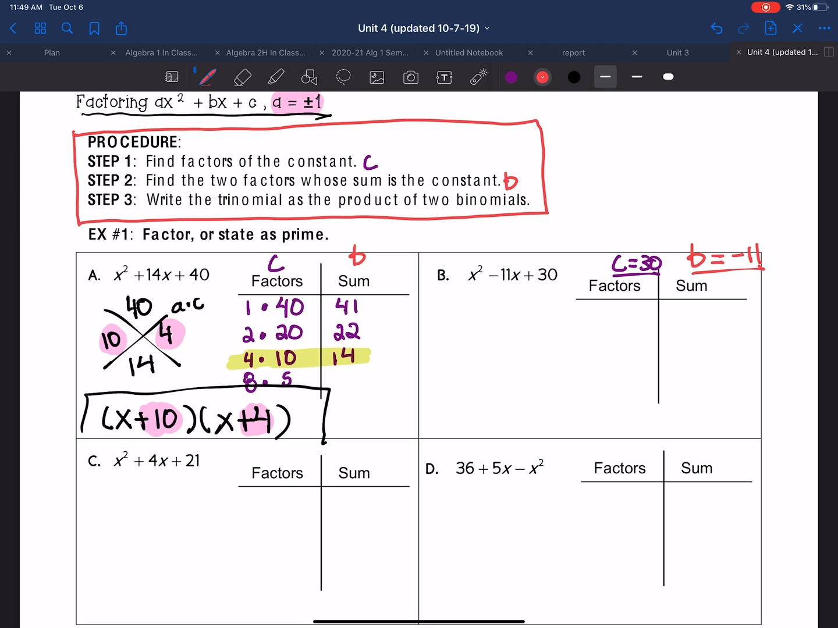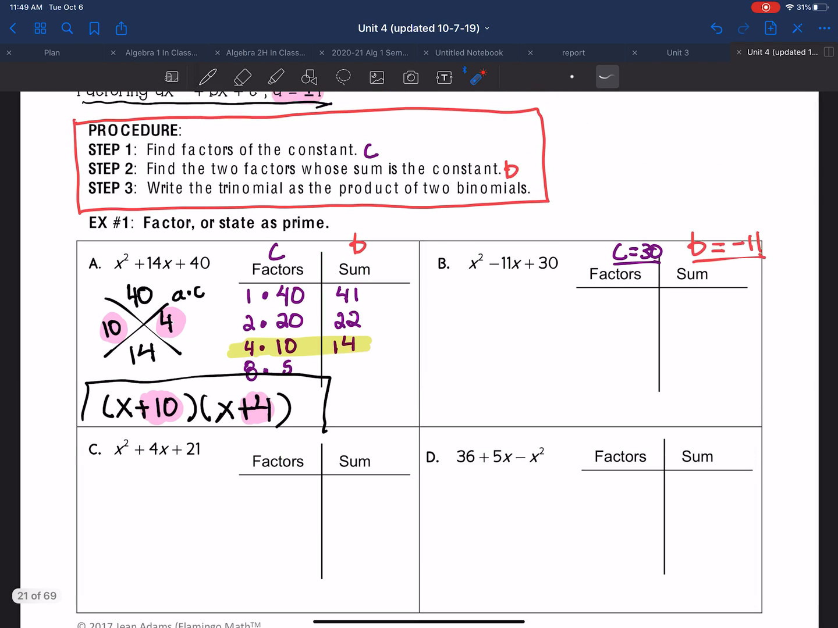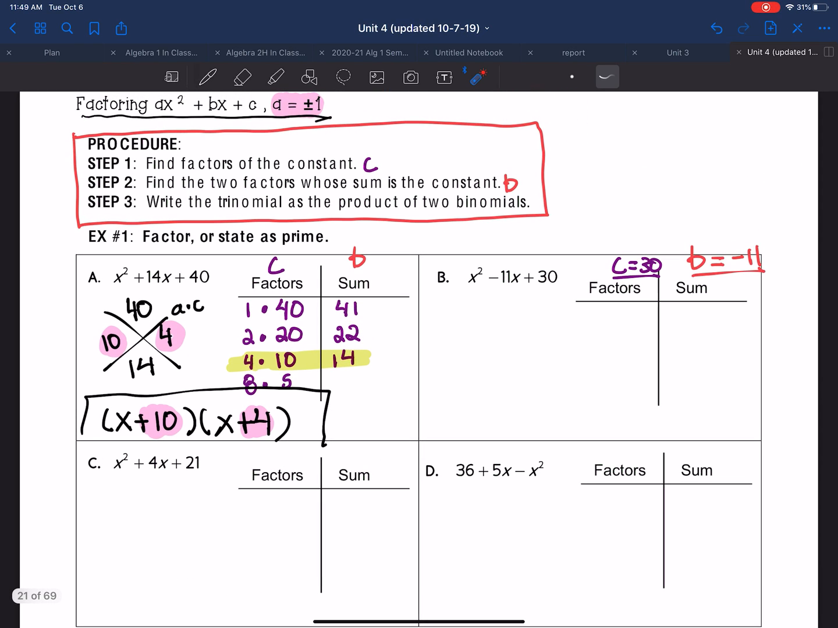Okay, so let's go ahead and take a look at some of the factors of 30. Now, one of the things that I want you to recognize is that our sum needs to be a negative number. Obviously, two positive numbers added together is not going to give you a negative number, so we need to look at negative factors. So I'm just going to be careful here. Because my sign is negative, I have to look at negative factors. So just be careful.